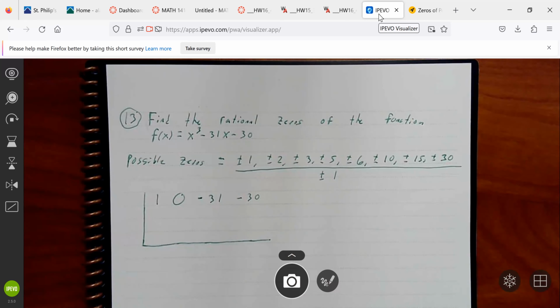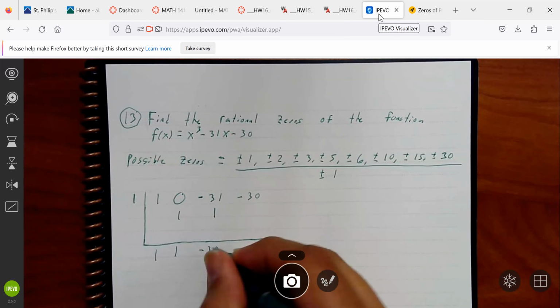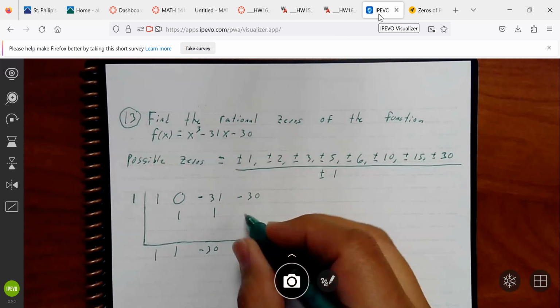So let's choose something easy. I'm going to choose 1 because 1 is easy to deal with. The rule says you bring down the 1. 1 times 1 is 1. 0 plus 1 is 1. 1 times 1 is still 1. Negative 31 plus 1 is negative 30. 1 times negative 30 is still negative 30. This is negative 60. Looks like we almost had it. I'm thinking maybe negative 1 works.